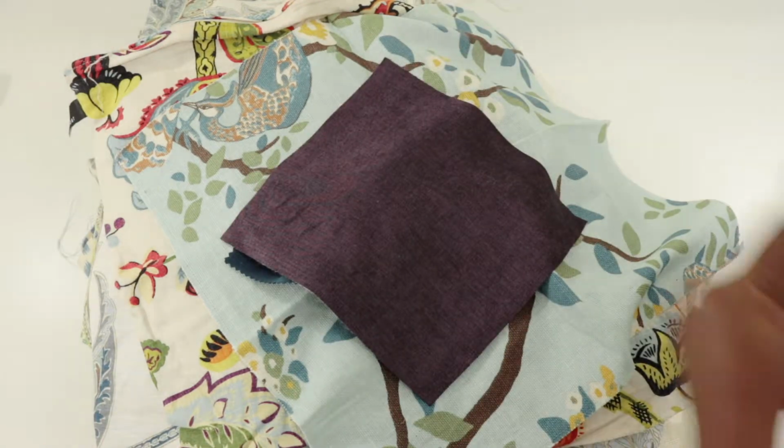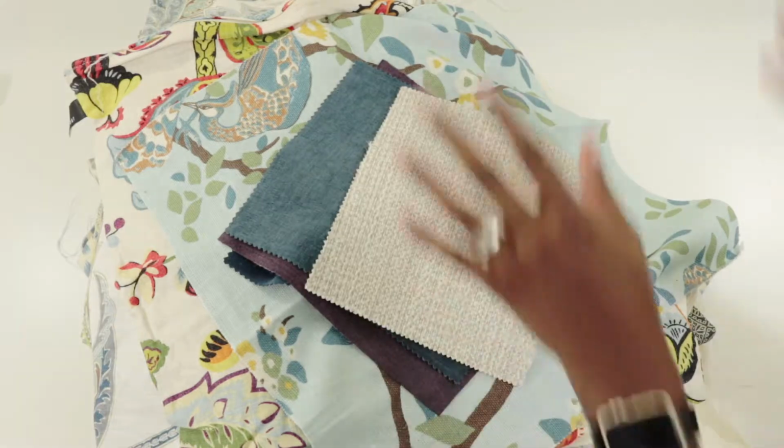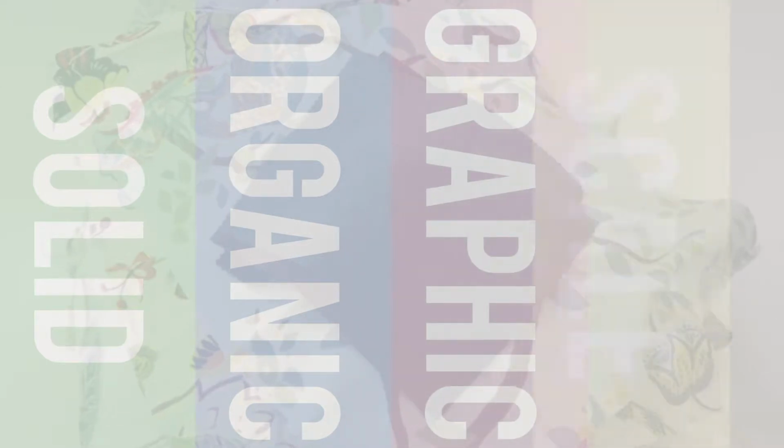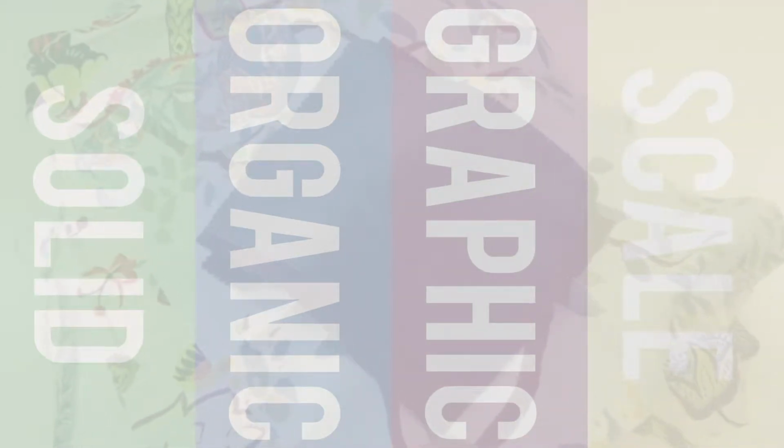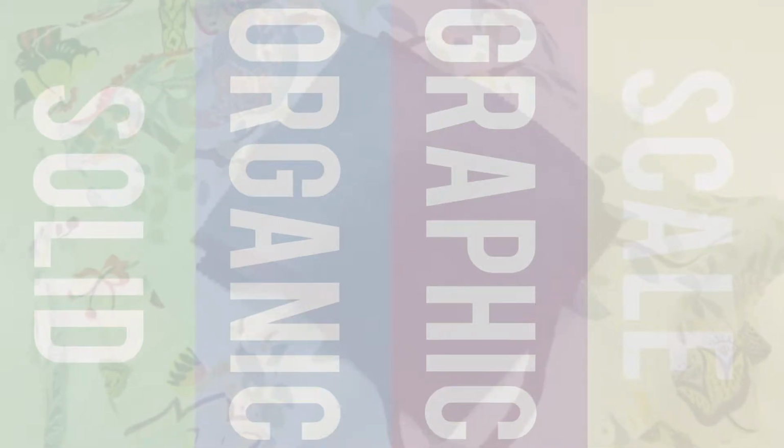And for this foolproof method, we'll be breaking down our fabric choices into 4 main categories: solid, organic, graphic, and scale. For the perfect pairings, our goal is to choose one from at least 3 of these 4 categories. So let me break it down for you.